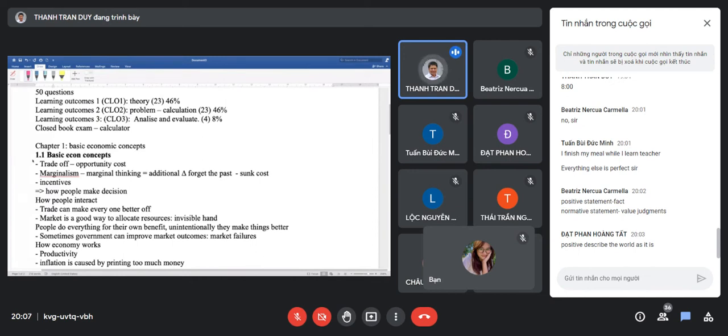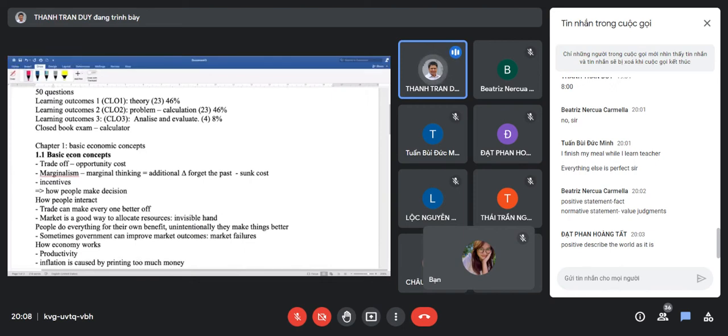Some keywords: opportunity cost, right? Three basic questions. What are the three basic questions? What to produce, how to produce, and for whom to produce. And also some examples about opportunity cost, etc. Okay, any questions about the first chapter? Even though we learned the first chapter, it is actually chapters 1, 2, 3 of the book. Any questions?